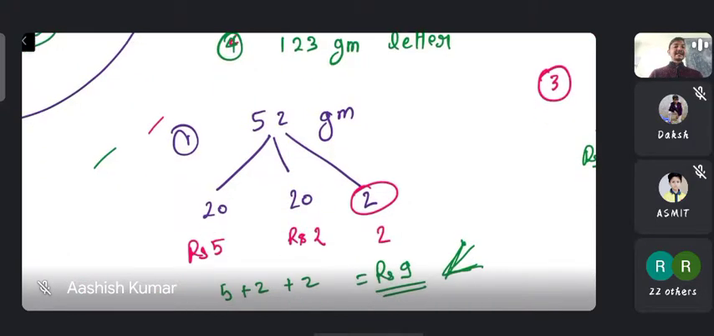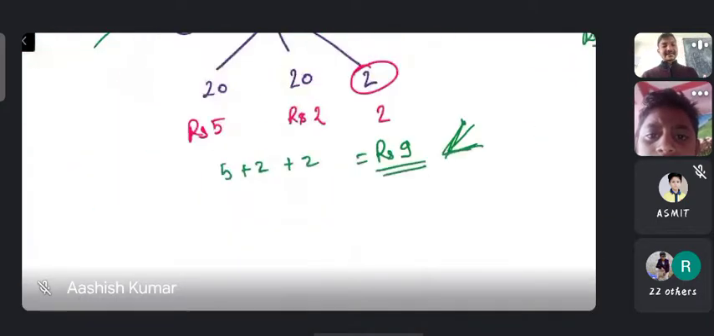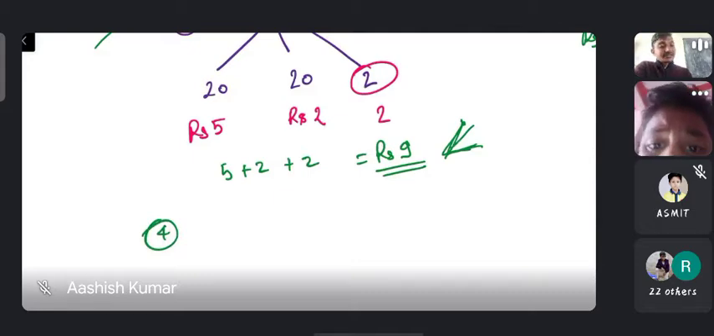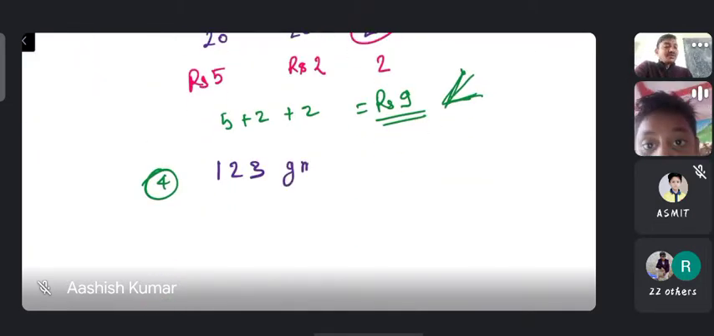Next one is 123 gram letter. The fourth one and the last one. The question is 123 gram letter. What amount do you have to pay?